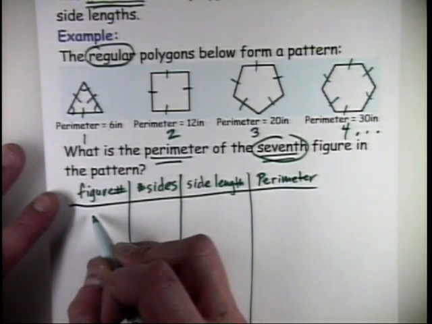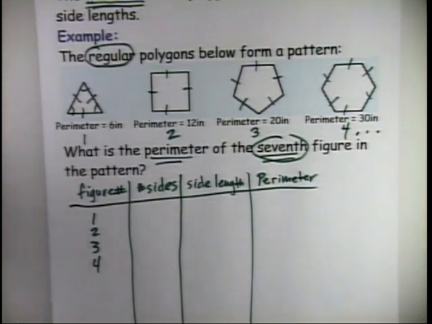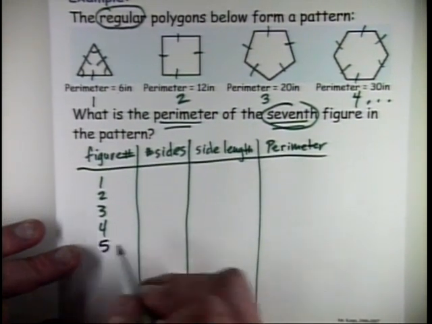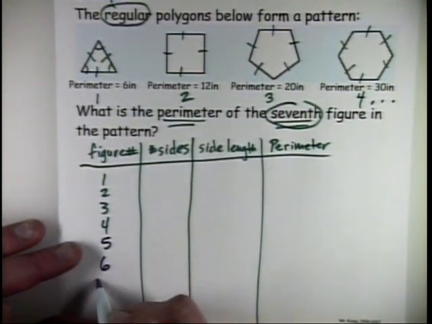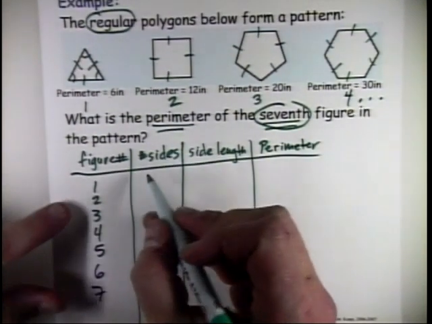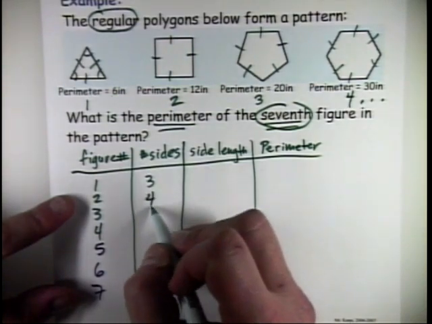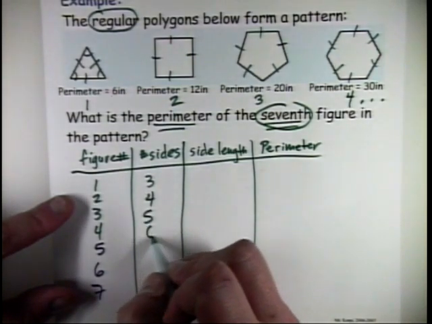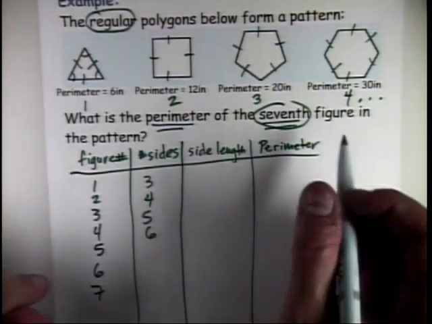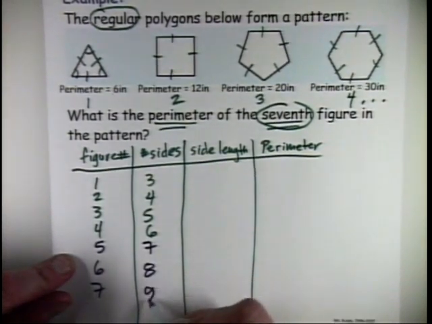Okay, so let's go ahead and get this in order. 1, 2, 3, 4. And then I've got to keep going after that. That's going to help me see the pattern. And then I'm going to have to extrapolate, basically, and keep going all the way to number 7. So let's go ahead and fill in what we know. The first figure has 3 sides. The next figure has 4, 5, 6. Okay? So we can actually finish this if the pattern continues. This would be 7 sides, 8 sides, 9 sides.